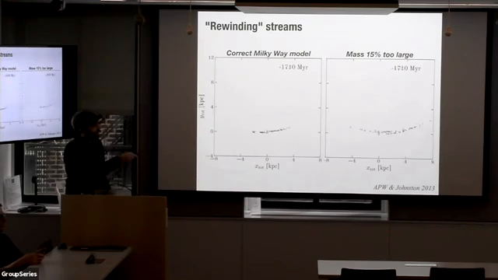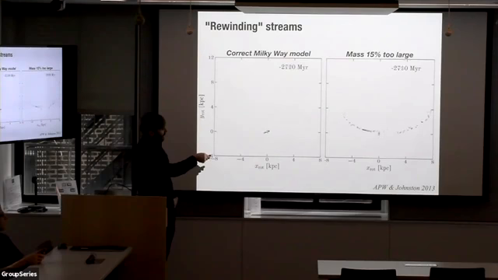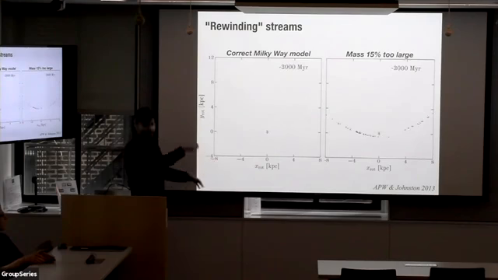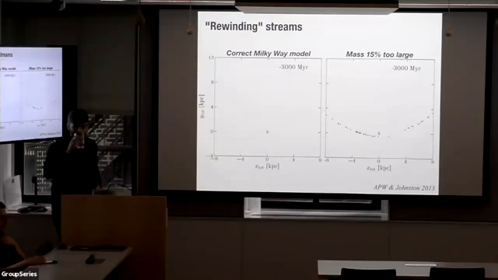So I'm looking at these simulations in the rotating frame, so things look a little crazy. But here in the correct model for the Milky Way, they suck back into the progenitor, and over here, crazy things happen. Yeah? And that's robust to numerical issues?